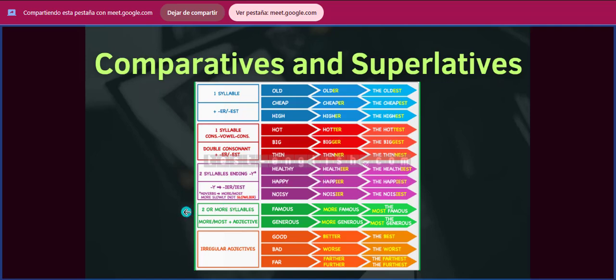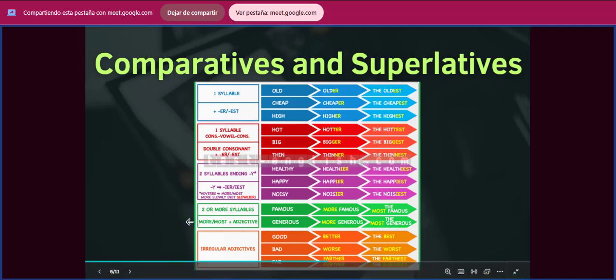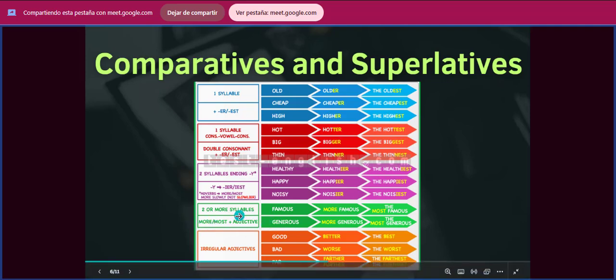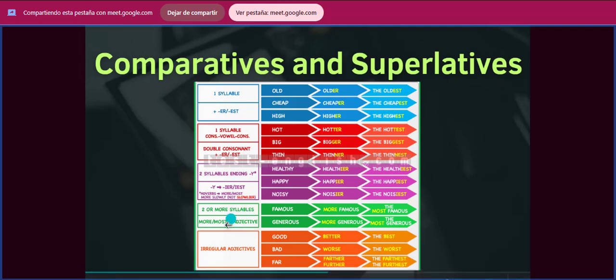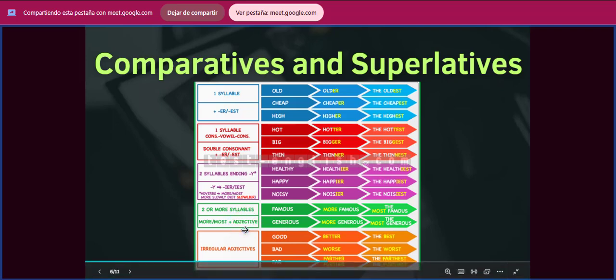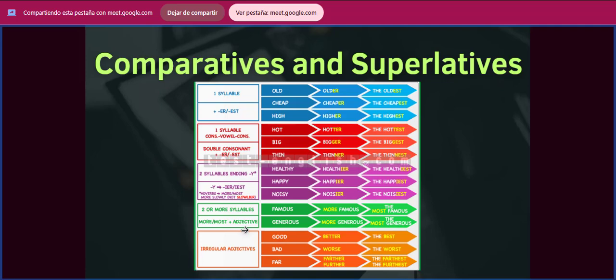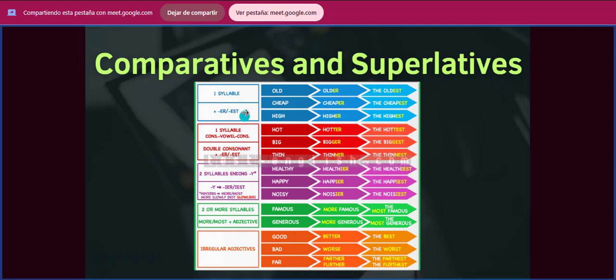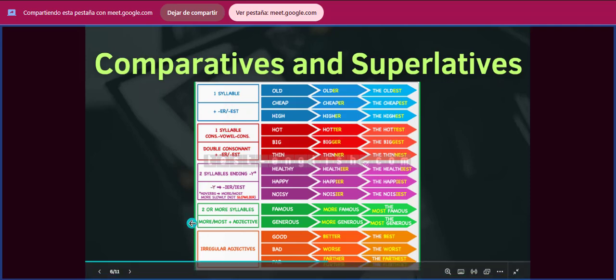But when we have adjectives that are longer, like 2 or more syllables, we need to add the particle more for the comparative or the most for the superlative, and then the adjective. But as you can see, we are not going to change anything in the adjective. A really common mistake is that students tend to add more or the most, and then they also want to add the er or est to the adjective. Okay, so we cannot place the two of them.